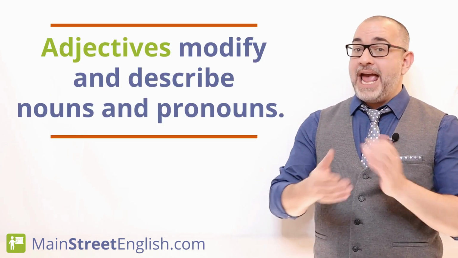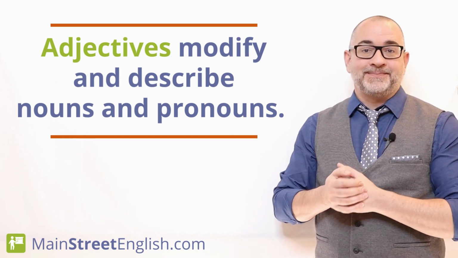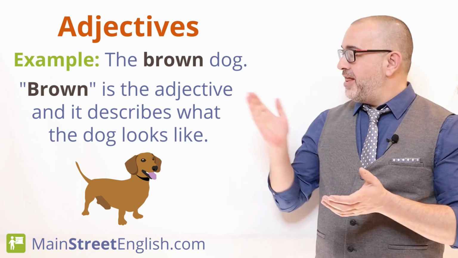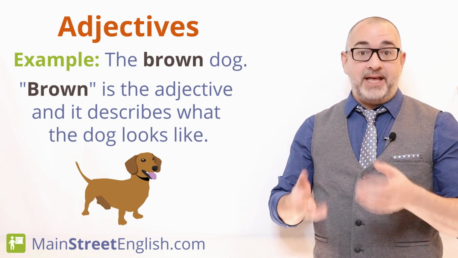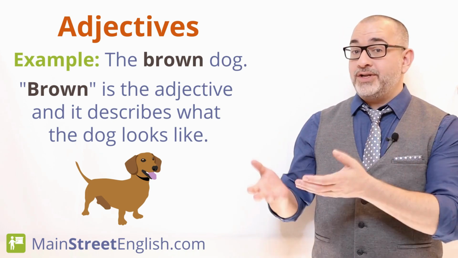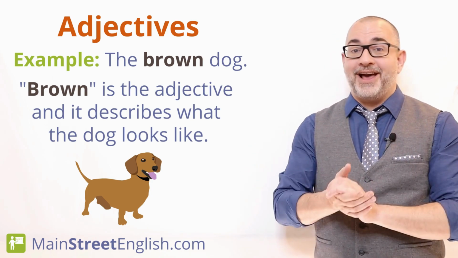Adjectives modify and describe nouns and pronouns. For example, the brown dog. Brown is the adjective and it describes the noun dog. It tells us what the dog looks like.